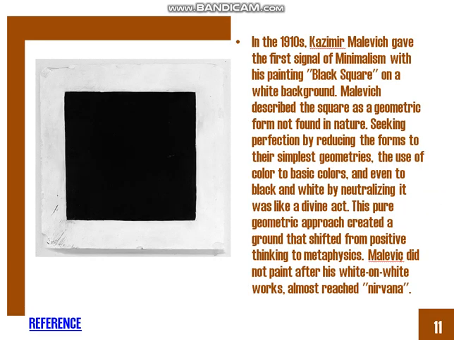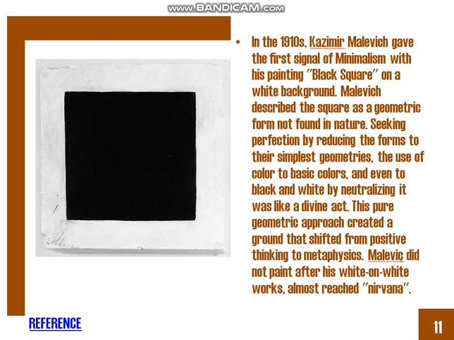In the 1910s, Kazimir Malevich gave the first signal of minimalism with his painting Black Square on a white background. Malevich described the square as a geometric form not found in nature, seeking perfection by reducing the forms to their simple geometries, the colors to basic colors, and even to black and white, by neutralizing it like a divine act.